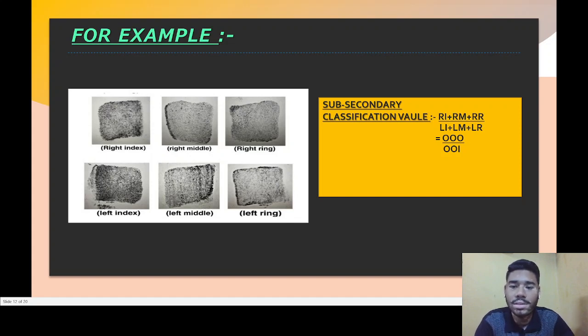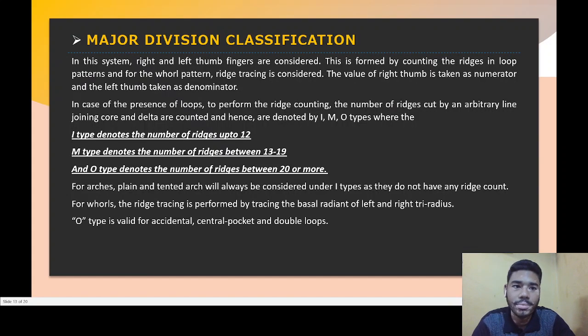For example, in this slide, we can see that the right index, middle and ring fingers are outer categories, and in the denominator, left index and middle have outer category, and the left ring finger has inner category.